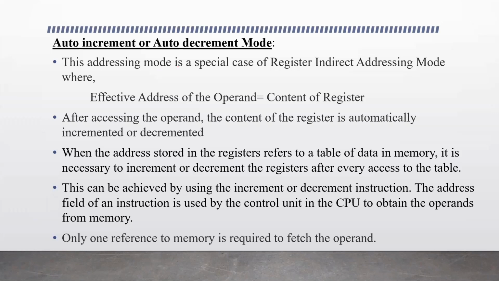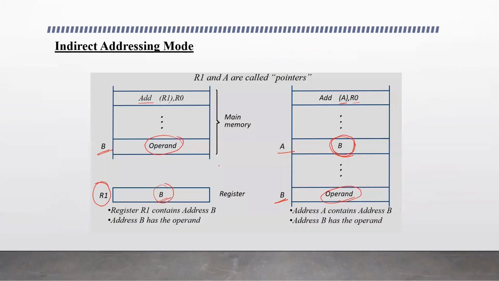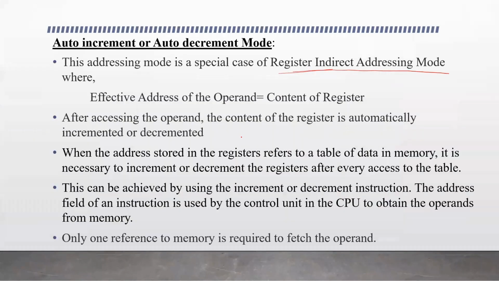This addressing mode is a special case of register indirect addressing mode. We just discussed the register indirect addressing mode. This is a special case where the effective address of the operand is the content of the register. That is what we saw here. In register indirect mode, the effective address of the operand is the content of the register. Here the effective address is B. It is a special case where increment and decrement is done. After accessing the operand, the content of the register is automatically incremented or decremented.